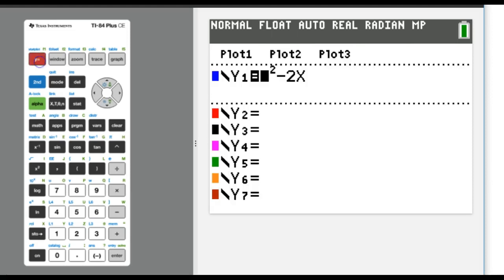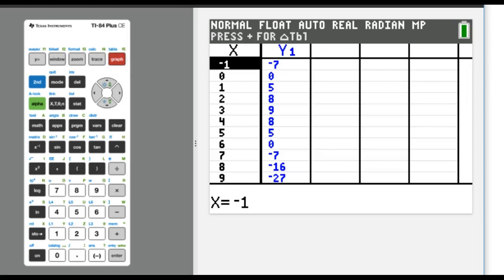So I'm going to go back to y equals, clear out anything that's in there. And I'm going to type in negative x squared plus 6x. And I'm going to go to the table. And I want to start where my x value is 0. So you can see that I'm going to start at 0, 0, which makes sense. We're starting at time 0 and height 0. And then I want to keep going until my y value gets back to 0.